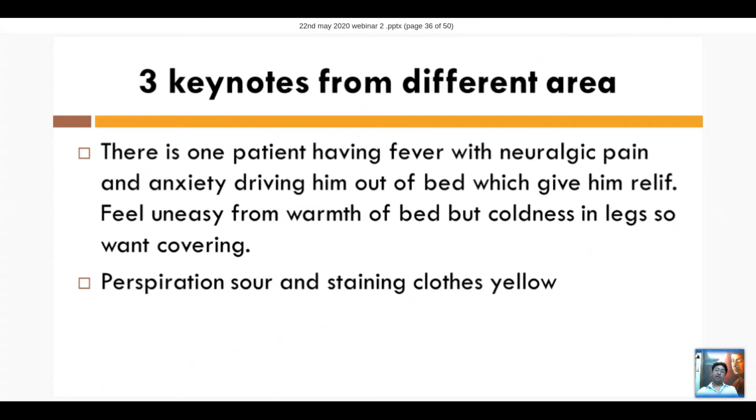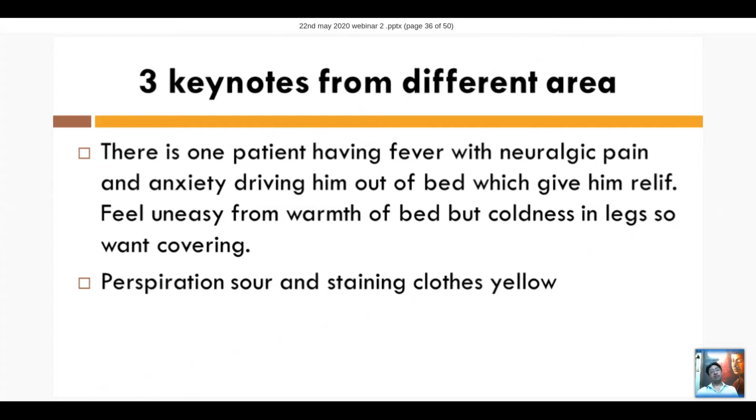Now we are having three keynotes which belong to different systems. For example, one is in regard to perspiration, that is perspiration sore, and it is staining the clothes yellow. These symptoms are very, very important. Like in Chelidonium, if you see, there is one symptom, leucorrhea white, staining linen yellow. This is a very important keynote of Chelidonium. So here the patient is saying perspiration sore, but staining clothes yellow.